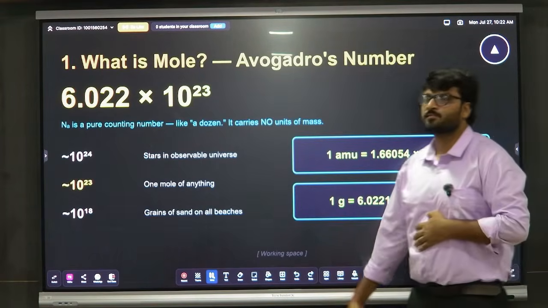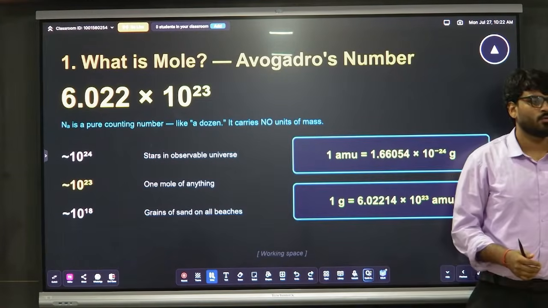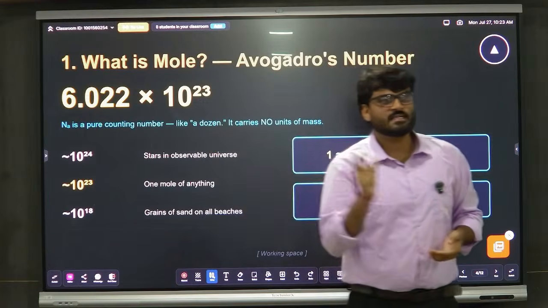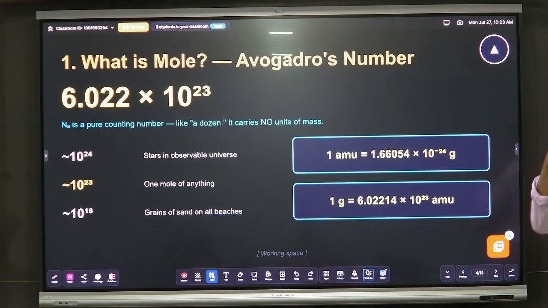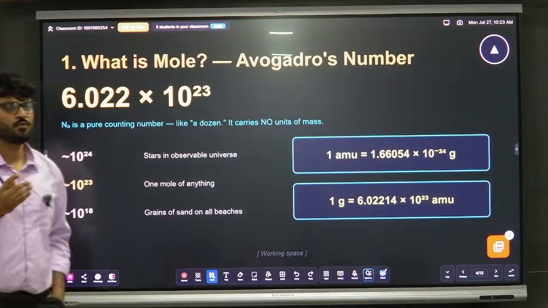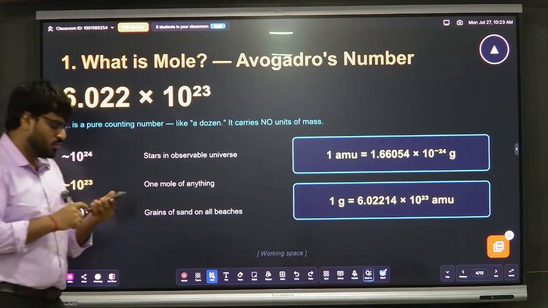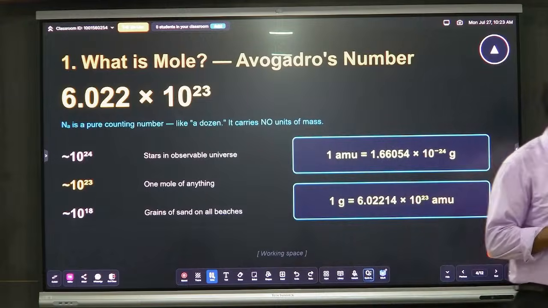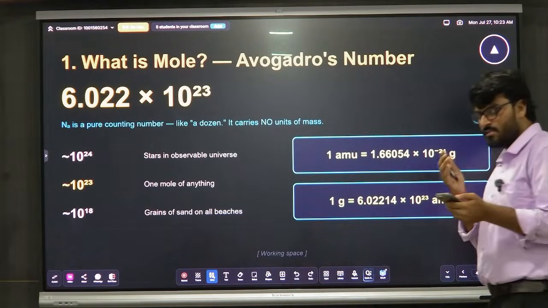Next is, what is a mole? I told you, anything which has Na particles. Na means Avogadro number, 6.022 into 10 to the power 23 particles. It will be equal to 1 mole. Yes or no? So I have a very interesting question for you, just to tell you how much bigger a number 1 mole is.